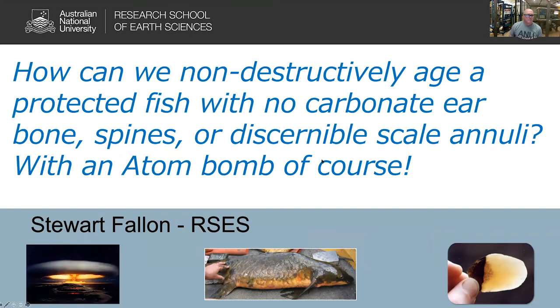Okay, so I'm going to talk about some ecological work that we've done on the threatened species, the Australian lungfish, which you can see down in the bottom picture here. The title of this part is How Can We Age a Protected Fish? And we're going to use the atom bomb, of course.